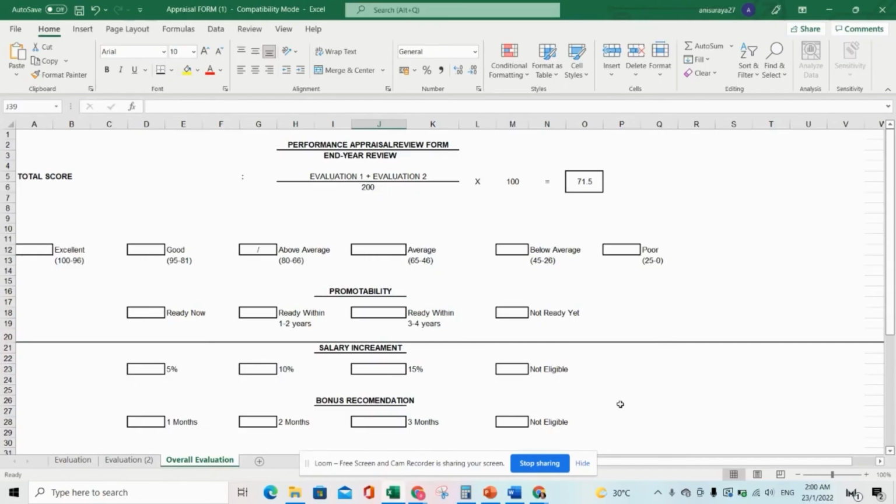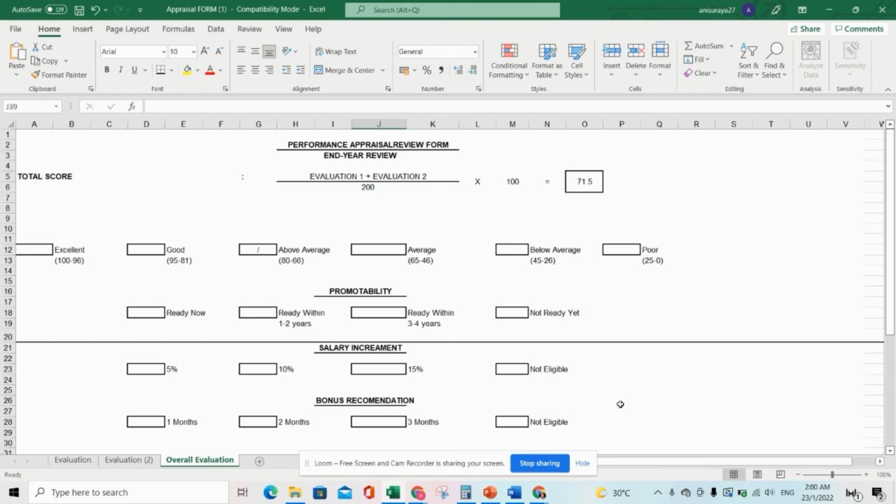I will present the last part of the performance appraisal, which is the overall evaluation. This is the most important part of the evaluation because this is where we can see whether this employee has actually improved or still needs guidance throughout the following year.